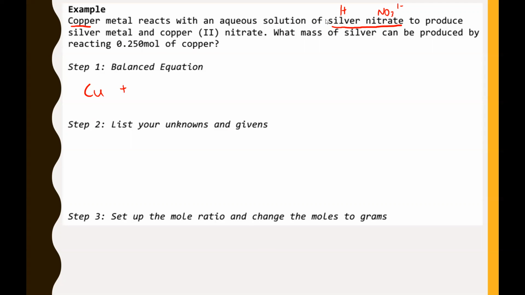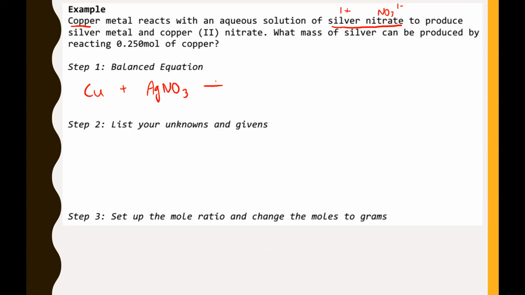That looks like an H that I did there. Hold on, I'm going to fix that. That is a 1 positive. There we go. 1 positive for the silver. NO3 is a 1 negative. In other words, this is just going to be Ag, that's silver, and NO3, right? So that way it's an ionic compound that is balanced.